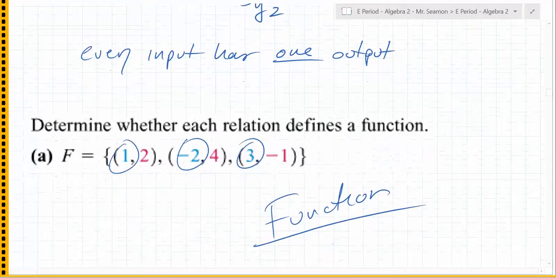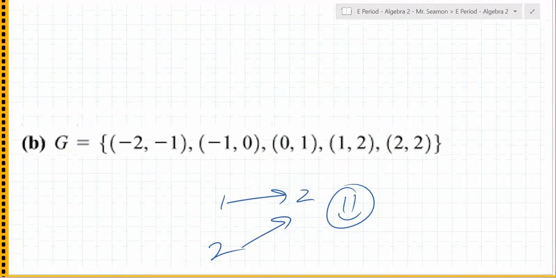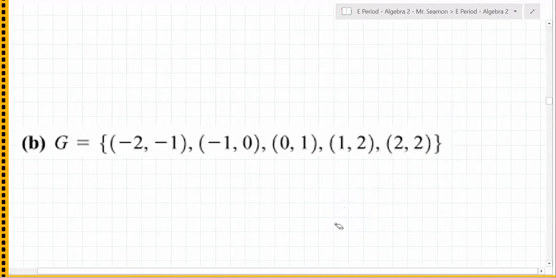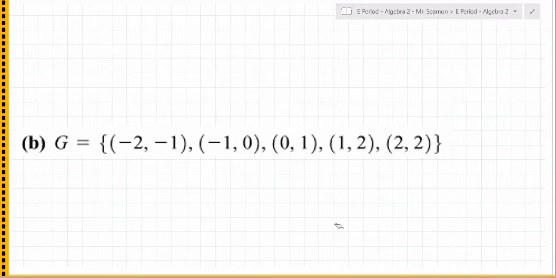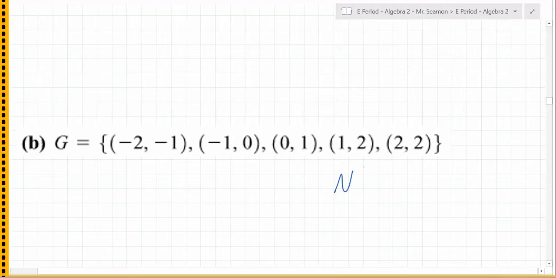So let's look at this list right here. Just answer this question for me. Are there any x values here that go to more than one y value? Are there any x values there that point to more than one y value? No. Therefore, this is a function.